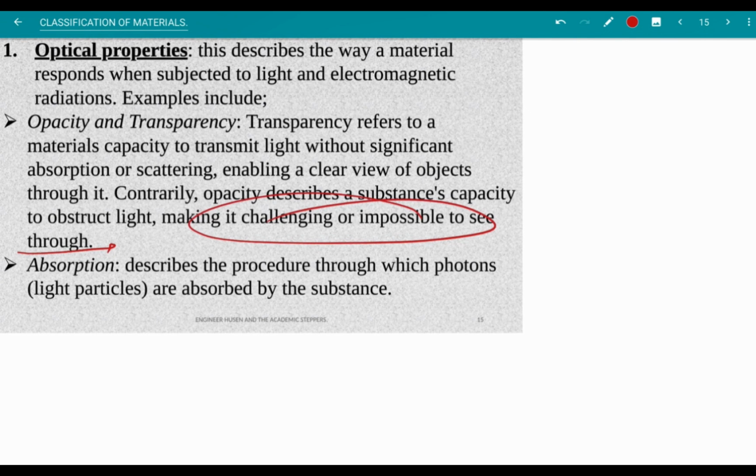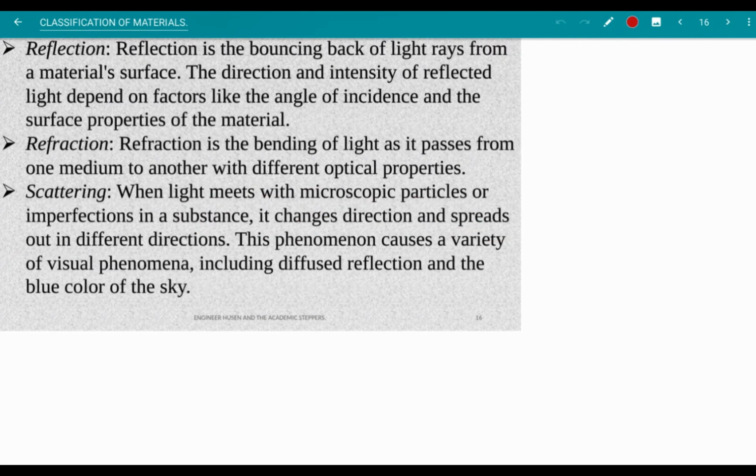Other than that, we have the two terms, which are reflection and refraction. And we need to know that this one talks about the bouncing of light, and this just involves the bending of light. Scattering will be explained in detail at the time we look at these optical properties as a main topic. But when light meets with microscopic particles or imperfections in a substance, it changes direction and spreads out in different directions. That's most of the reason why the sky is blue. I'll explain in detail, but that's the reason why the sky is blue and why the water looks blue in most cases. So scattering is quite interesting. Be mindful about that.